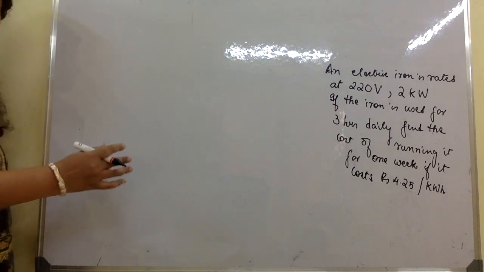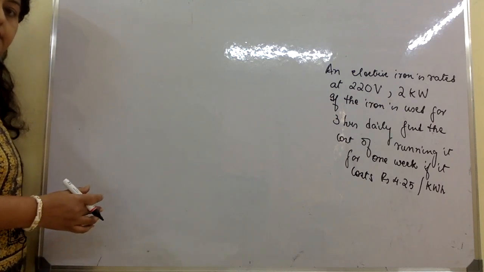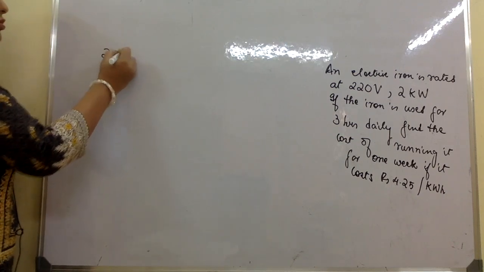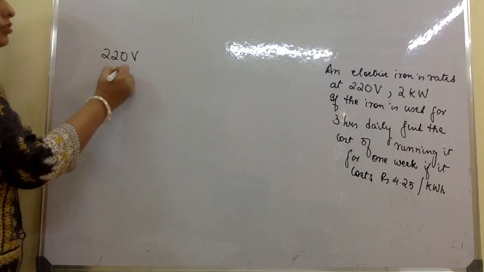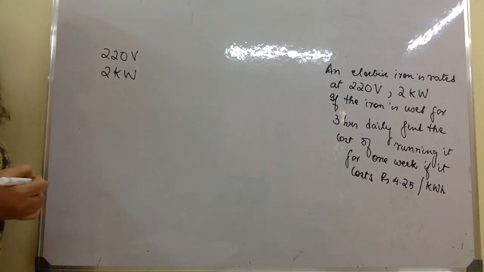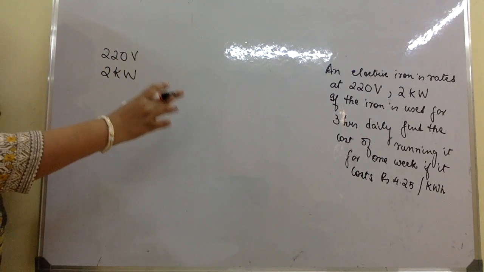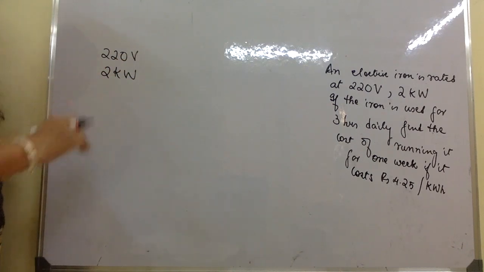Now here is our next question. An electric iron is rated at 220 volts. So it is 220 volts and it is 2 kilowatts. Power is given, volts is given, used for 3 hours daily. Find the cost if it is run for 1 week, and the rate is also given.